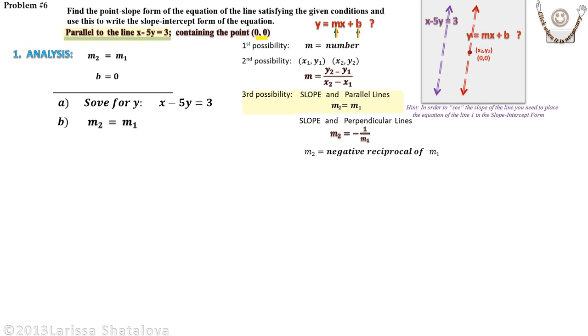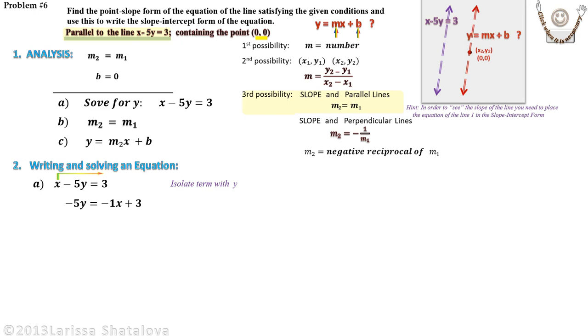So how can we do this? Step A. In order to see the slope, we have to solve for y. How can we do this? We have to isolate the term with y. So positive 1x is moving from the left to the right, and it's becoming negative 1x. Now we are looking just for positive 1y. We have negative 5 times y. So we have to divide each piece on both sides by negative 5. And simplify. Negative 5 over negative 5 is just positive 1.